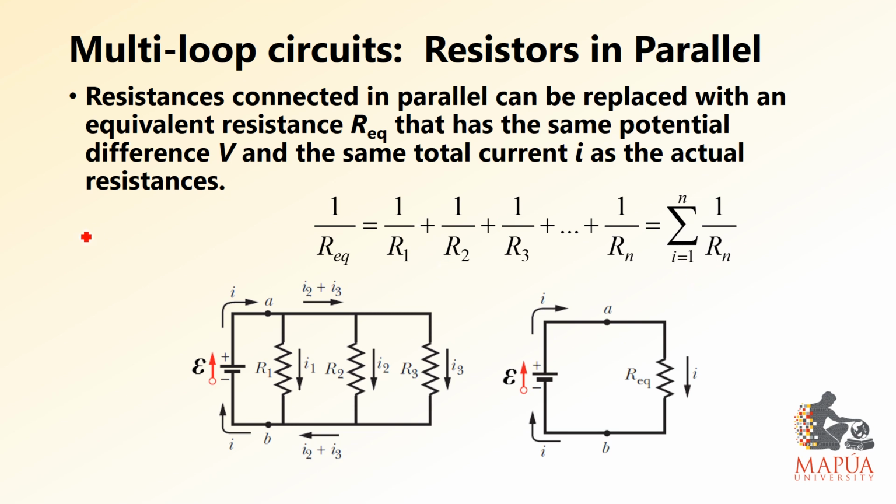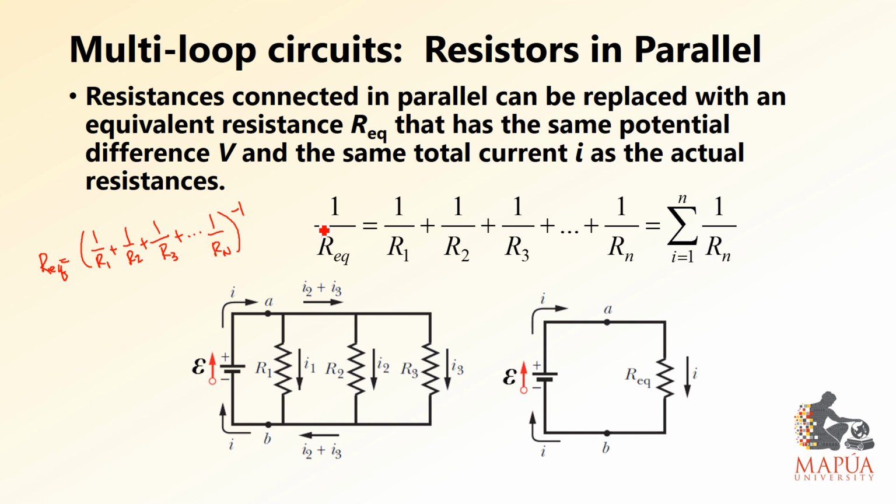Sometimes what we do is R equivalent is equal to 1 over R1 plus 1 over R2 plus 1 over R3, etc., and then we take the reciprocal. So resistances connected in parallel can be replaced with an equivalent resistance R equivalent, and that has the same potential difference V and the same total current I as the actual resistances.